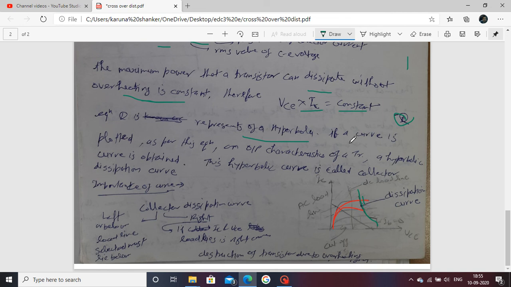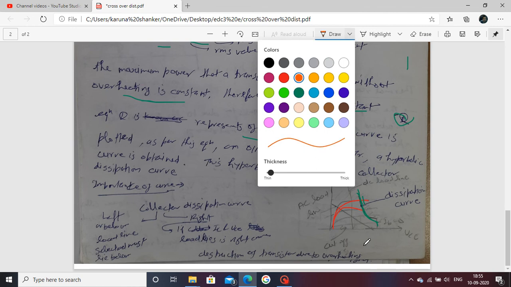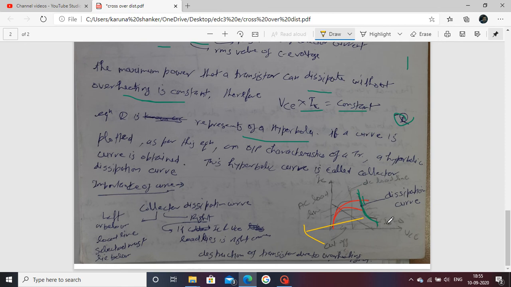Look at this dissipation curve. There is the region below the dissipation curve and the region above it. What happens? If our power amplifier operates below the dissipation curve, it operates properly as a power amplifier. If it is above this dissipation curve, the power amplifier does not operate properly.